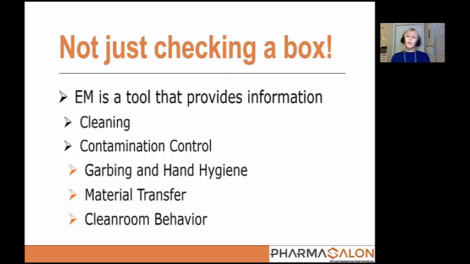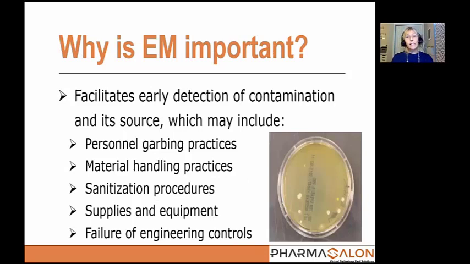Because if you end up with excursions in these areas or exceeded action levels, what this will help you do is do an investigation. Once you do an investigation, you find out what you need to change and improve. And ultimately, just doing EM is going to help you with process improvement within your organization. So really, why is this important? It's going to facilitate early detection of contamination and its source.